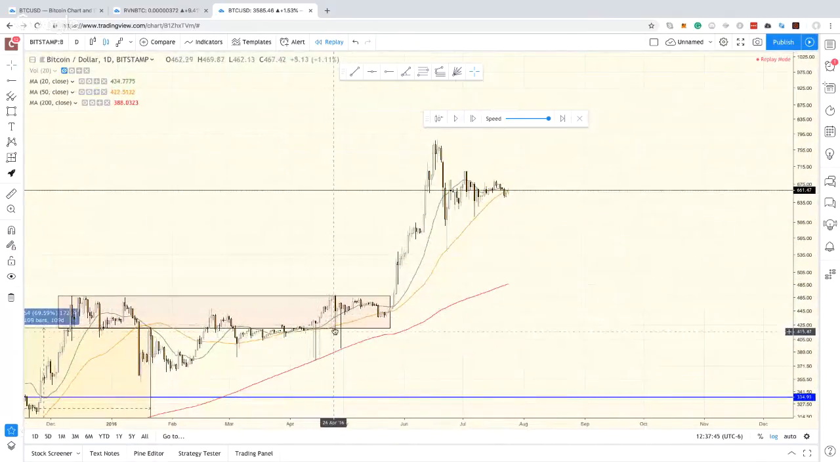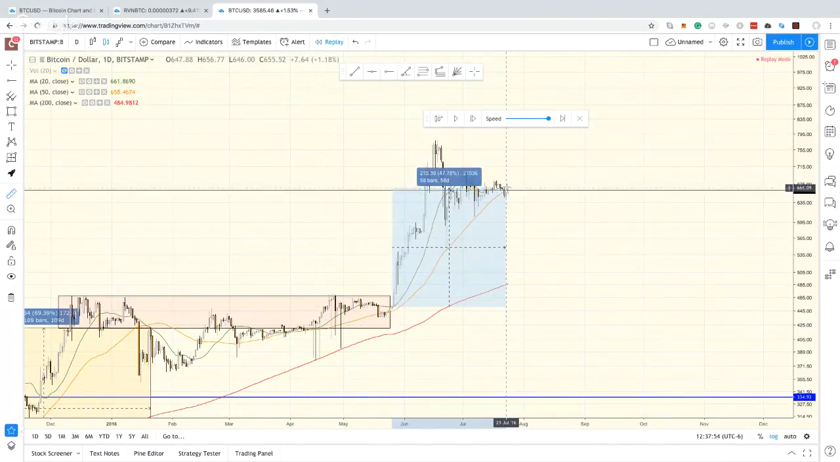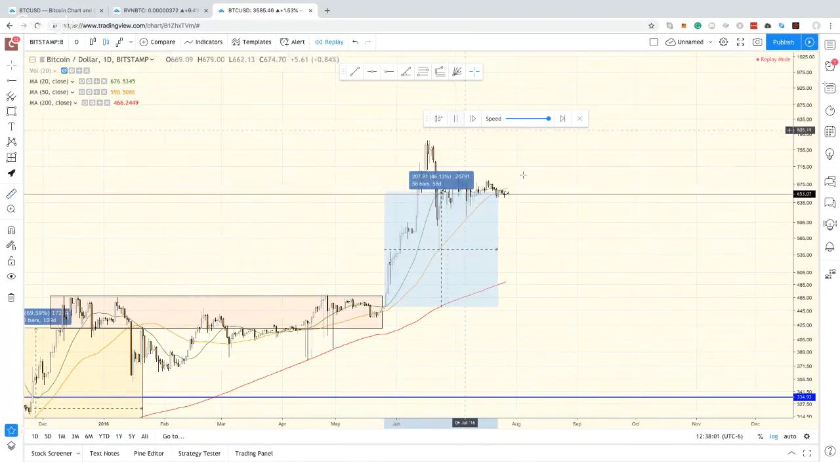Then you have all these wicks, so you don't want to be here, but you want to be here because all these wicks are over. You're closing above the 20 MA. Then you're having another 50% trade in just 60 days. So if you're trading the daily, this is going to be the strategy.